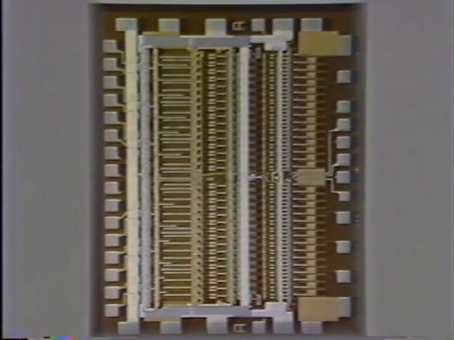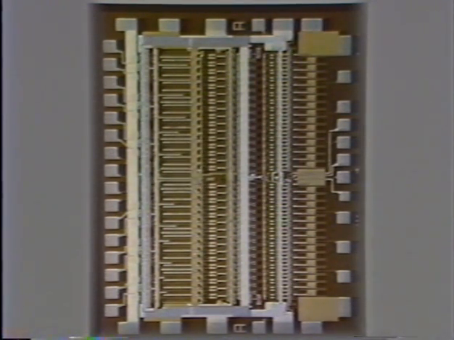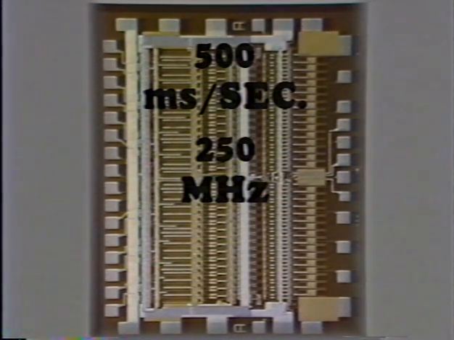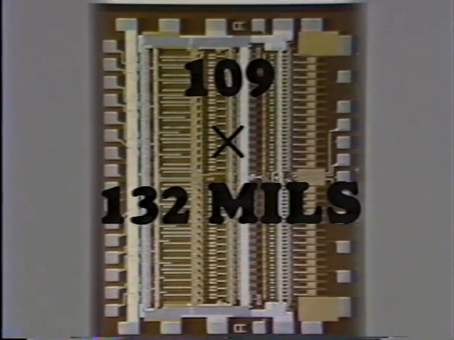As a result of the success of the 4-bit quantizer chip, development on a 5-bit quantizer chip began in 1979. It was designed to sample up to 500 megasamples per second with an input bandwidth of 250 megahertz. Power dissipation, 2.2 watts. Size, 109 by 132 mils.